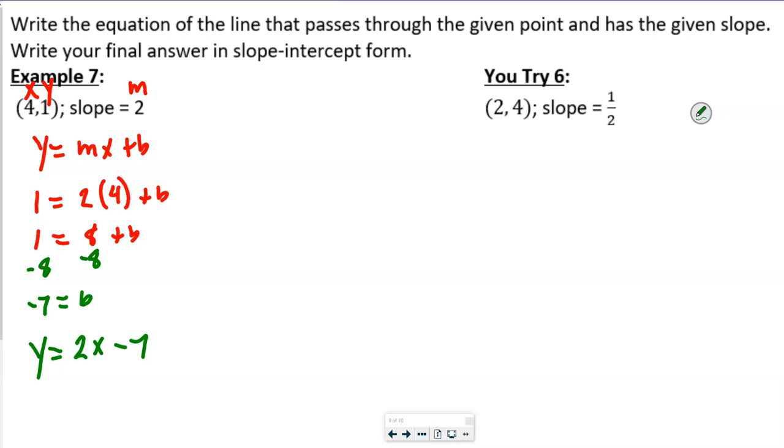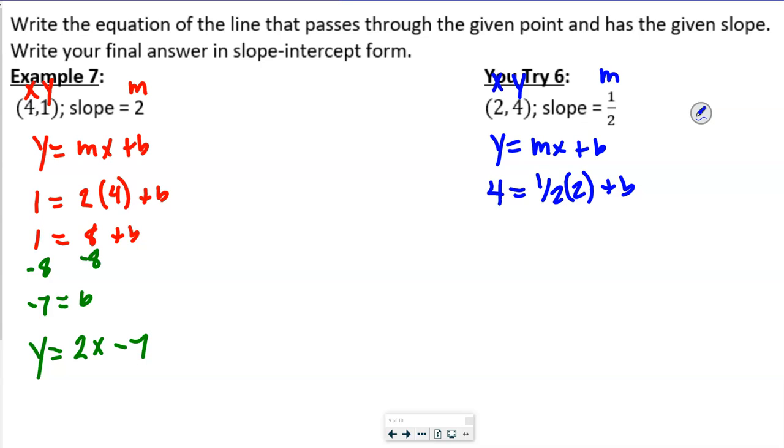Okay? All right, let's see if you guys can do the you try. Come back to me when you're done. So once again, I'm going to label this x, y, and this m. We're using our equation y equals mx plus b. So we're going to do 4 equals 1/2 of 2 plus b.